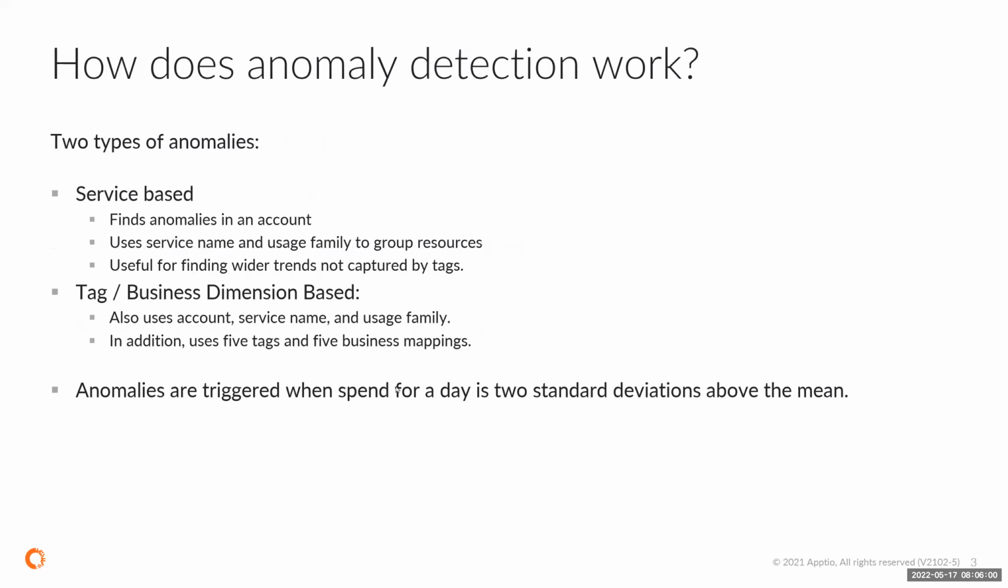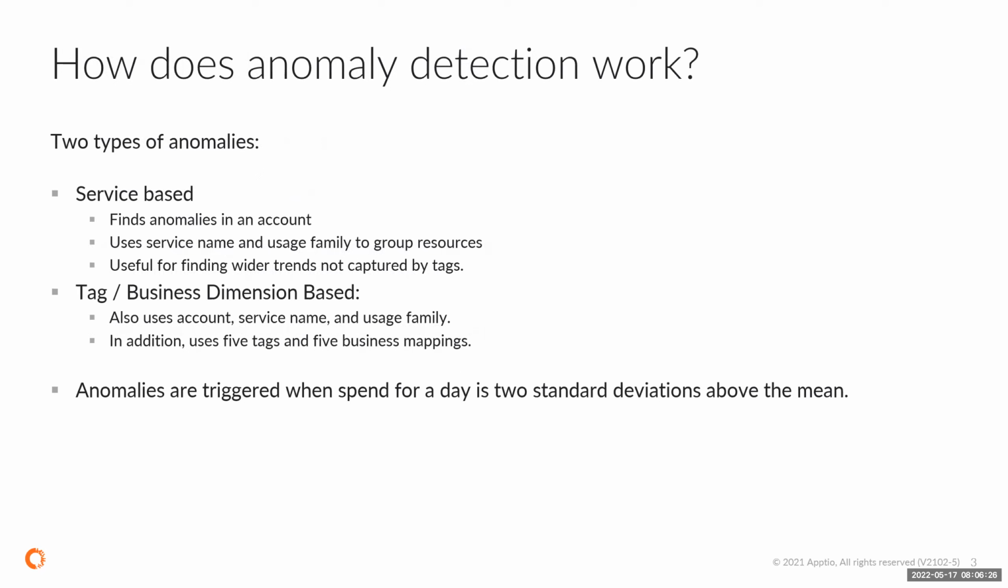All right, how does anomaly detection actually work? There are now two types of anomalies. One is what we call service-based. It looks at service name, account name, and usage family, takes those three dimensions, groups all of the resources and costs under them, and looks for anomalies that way.